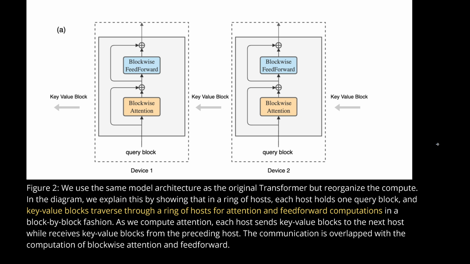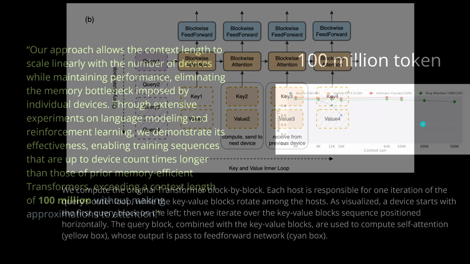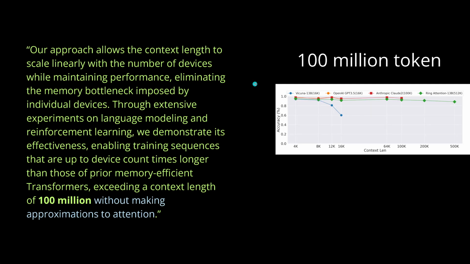With this simple but beautiful idea, yes, highly parallelized, you need a lot of compute infrastructure. Forget that you can do this on a simple single GPU. They found a solution, and here they also showed you here the original transformer block by block computation. What they succeeded in was to allow the context length to scale linearly with the number of devices while maintaining the performance, eliminating the memory bottleneck imposed by doing this on a single GPU, on an A100.